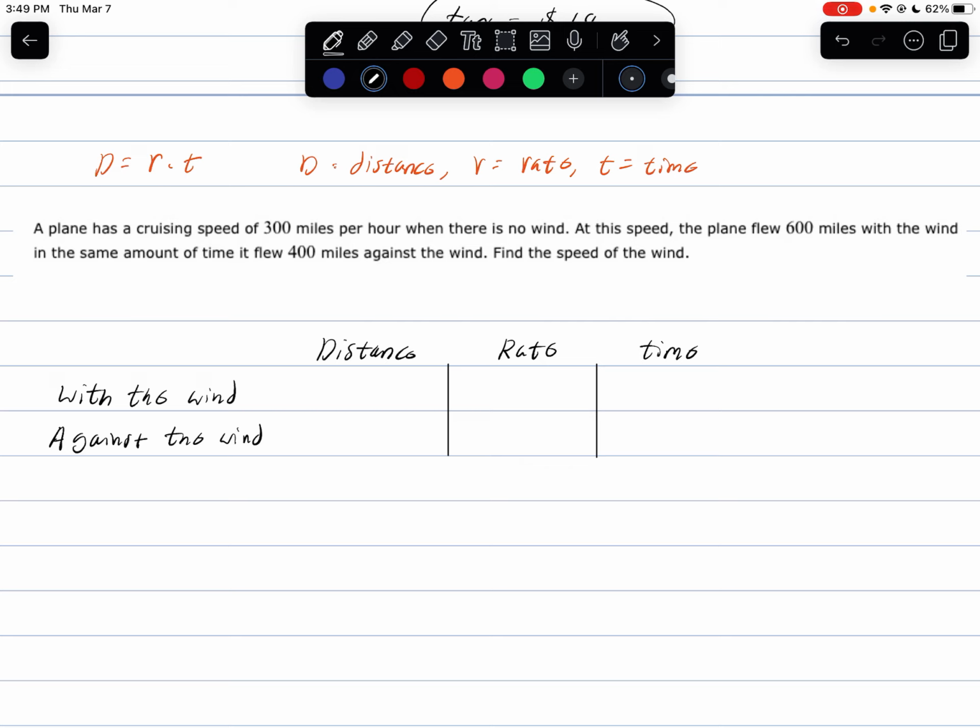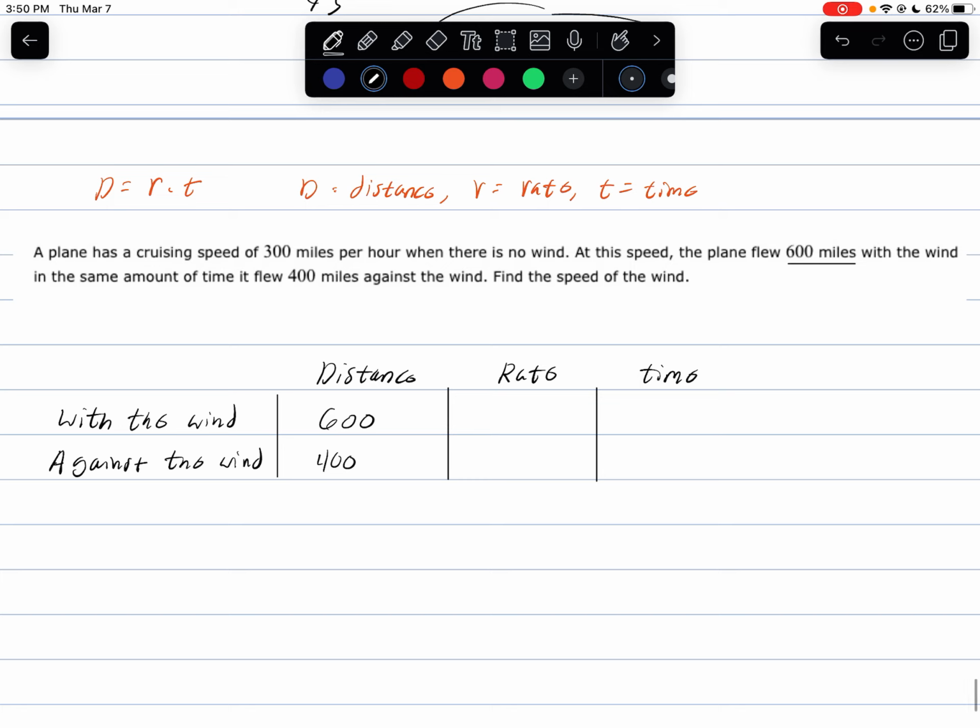We're given the distance the plane traveled already. With the wind, the plane flew 600 miles, and against the wind, the plane flew 400 miles. Then for our rate, we can probably assume that if the cruising speed is 300 and we're flying with the wind, we can add the speed of the wind to it. So we could say 300 plus x.